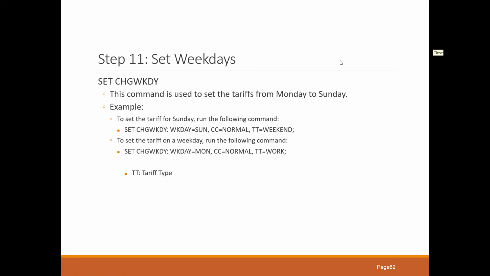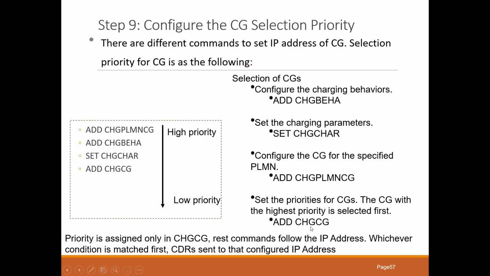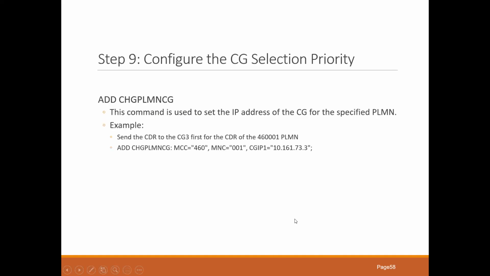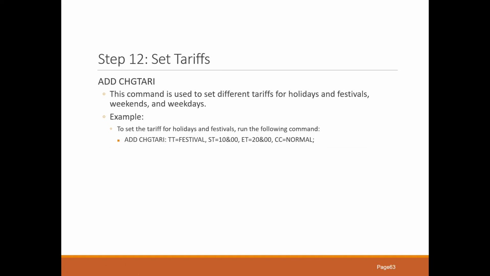All of these configurations are for CG, and all of these are commands for Huawei. So you need to check which configuration you have done, whether behavior characteristics is done, whether the charging priority is done. Usually the command that we use for checking your configuration is this command, the DSP CHG. Mainly it's the CHG command that is used to display and check the IP address and its priority. For weekdays, you can specify the tariff for a specific time duration as well. Start time is 10 and end time is 8.